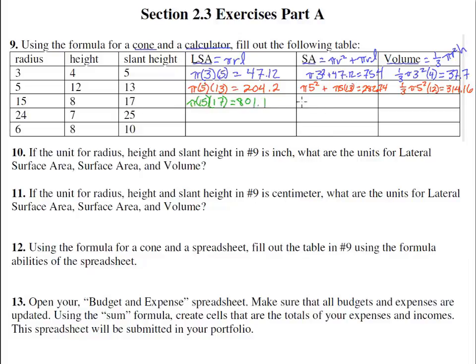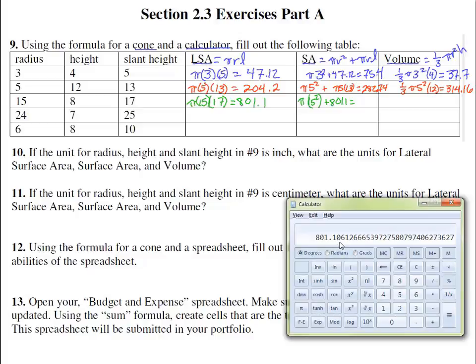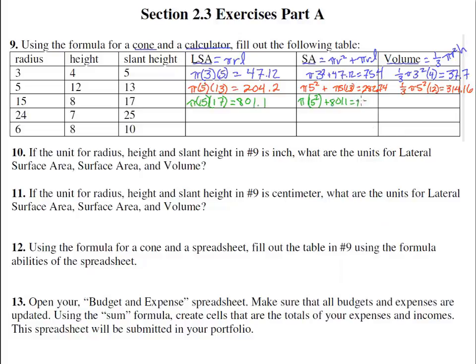Good. This one is going to be pi r squared, so 15 squared, plus that pi r L, which we already have is 801.1. And let's see what that comes out to be on the calculator. We have the 801.1, that was the pi times r times l, plus 15 squared times pi. That equals 1507.96. Okay, and the last one.